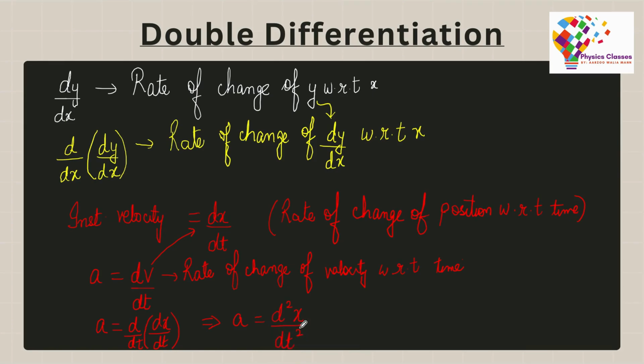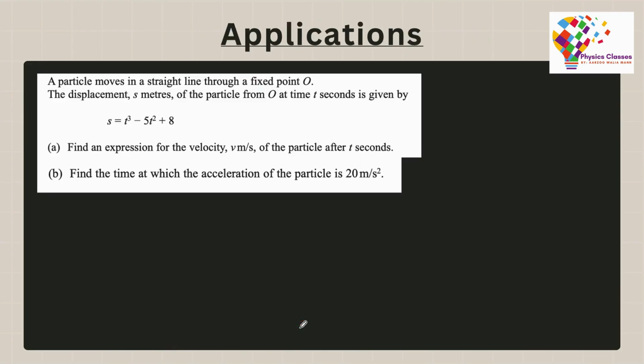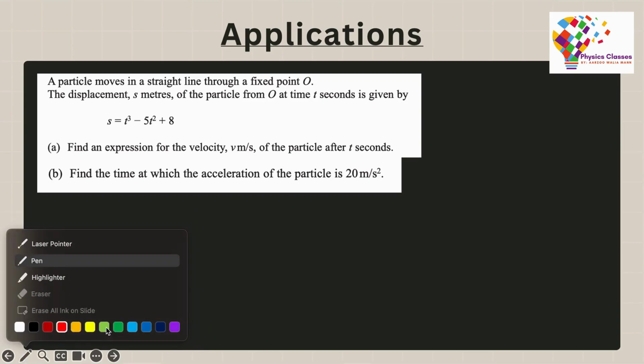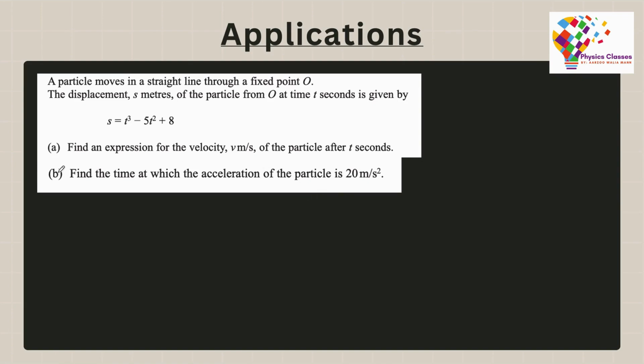Now, we will try to understand what are the applications of this in physics. How do we use differentiation in physics? For that, we have a question here. A particle moves in a straight line through a fixed point O. The displacement s meters of the particle from O at a time t seconds is given by s is equal to t cube minus 5t square plus 8. Find an expression for the velocity v meters per second of the particle after t seconds.